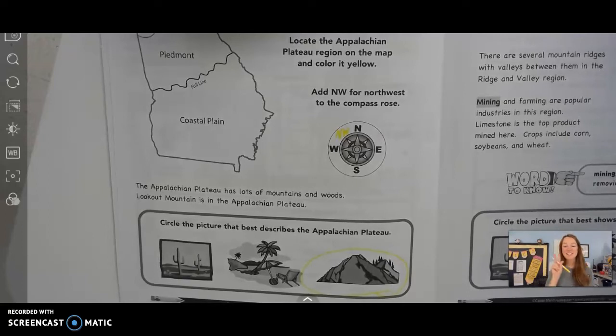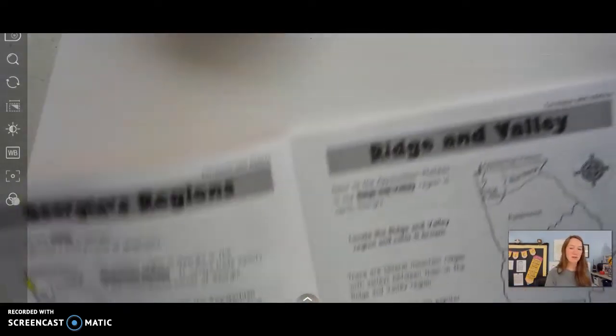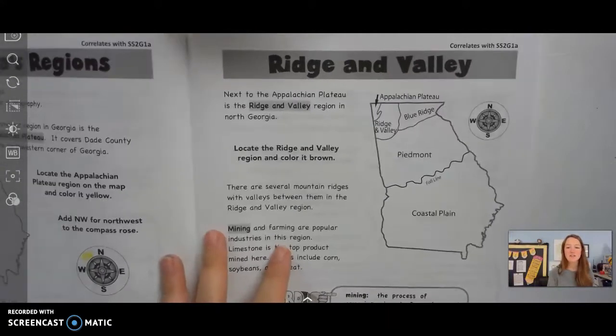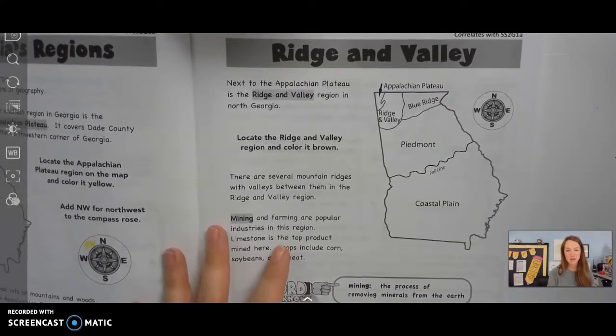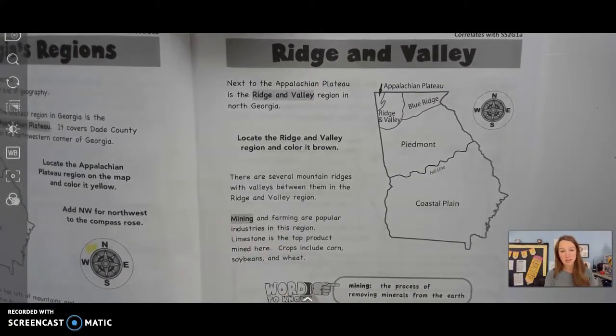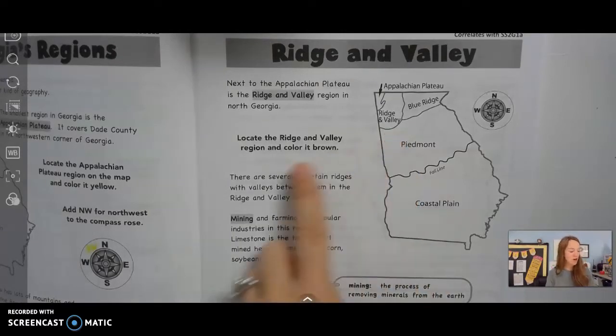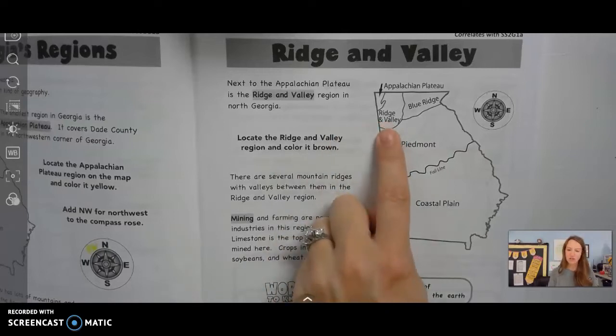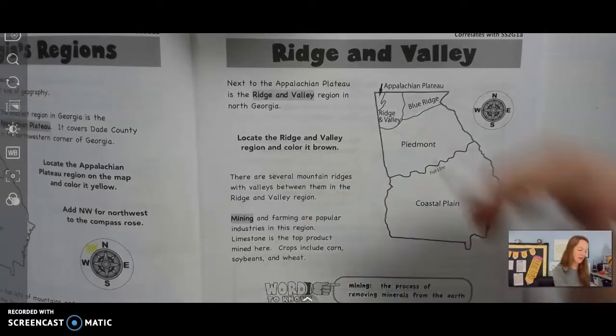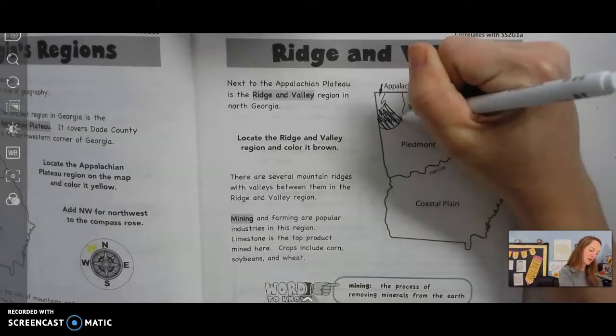All right, our second region that we're going to be learning about today is called the Valley and Ridge region. So the Ridge and Valley region. The Ridge and Valley region is next to the Appalachian Plateau. It's actually right here. And the Ridge and Valley region is in North Georgia. So when you find the Valley and Ridge, I want you to color it brown. If you need to pause the video to color it, go ahead and do that.